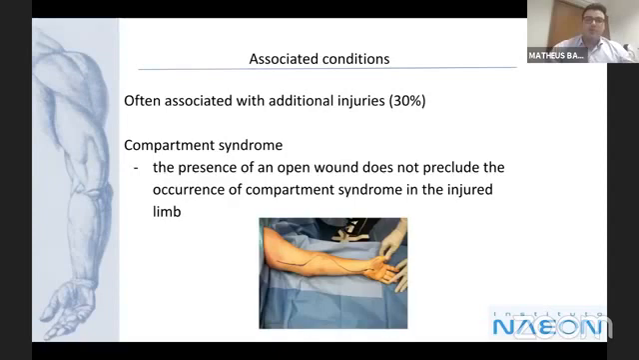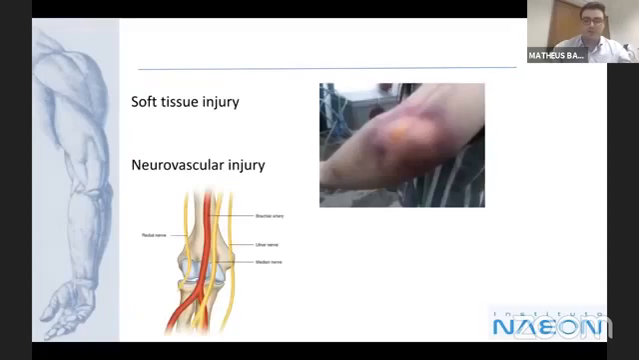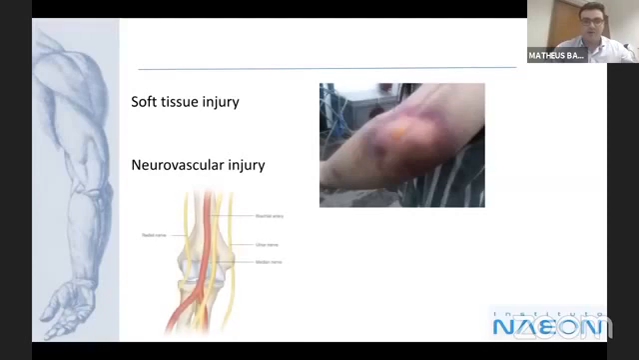And we have associated conditions, compartment syndromes. The presence of an open fracture does not preclude the occurrence of a compartment syndrome in the injured limb. Mainly in the elbow, we have multiple possibilities of compartments, so we have to take care about this kind of thing. And the soft tissues, neurovascular injuries. We have three big nerves in the elbow, and they can be easily affected by the trauma.